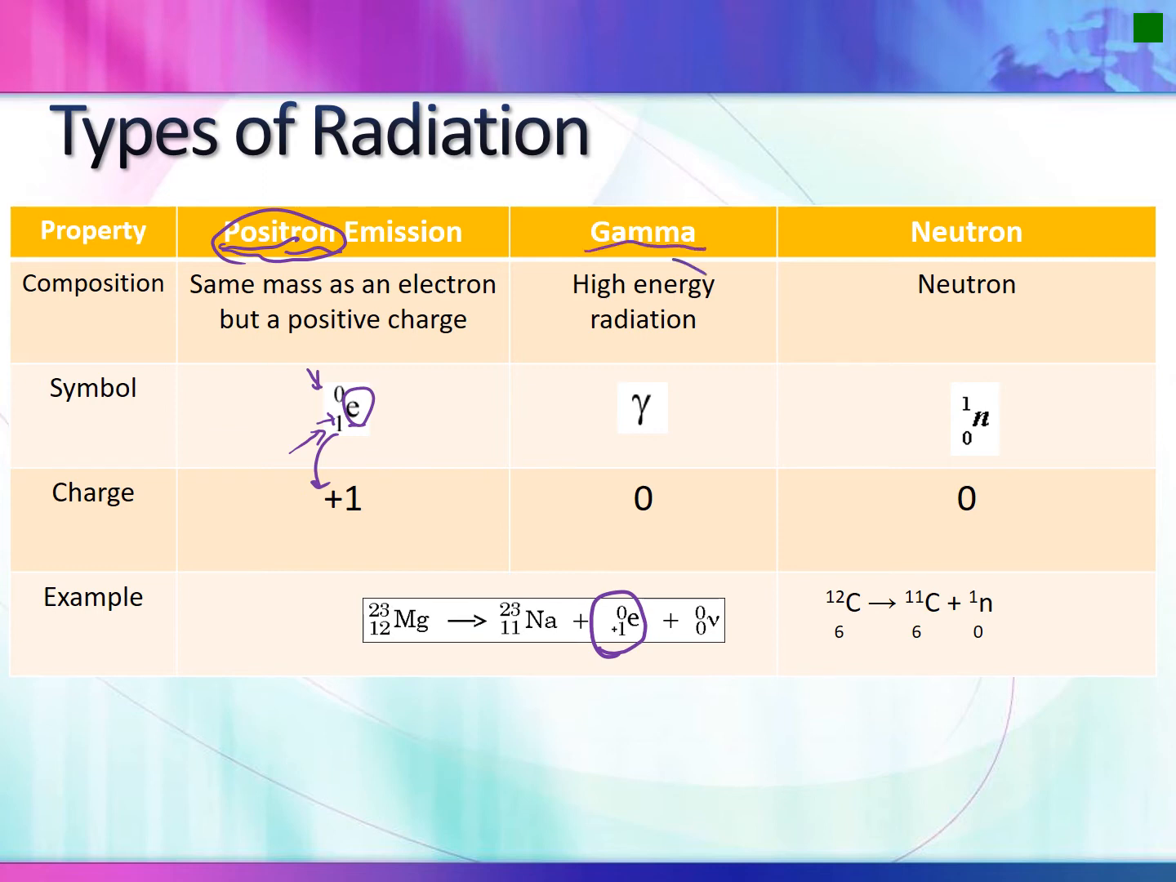Okay, gamma is just high energy radiation. It's actually not an individual particle, like it doesn't have a mass. It's just high energy radiation. This is the extremely dangerous one, by the way. So what is a gamma?